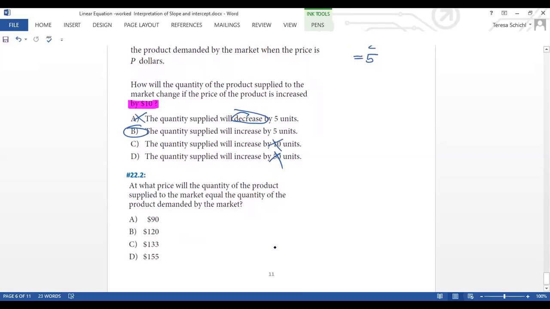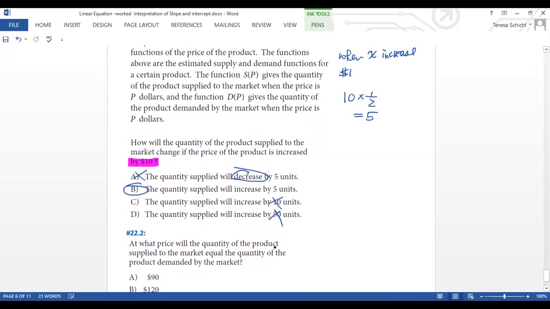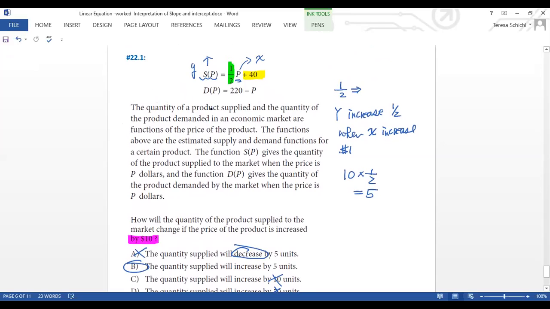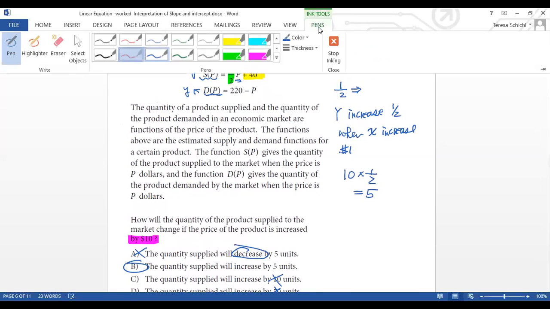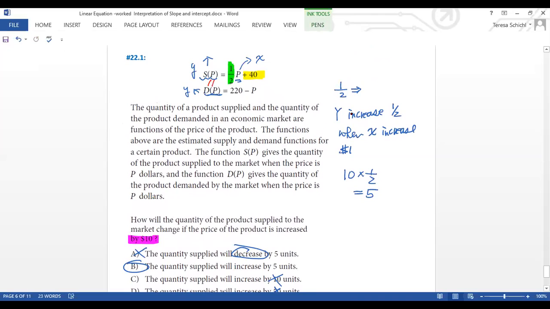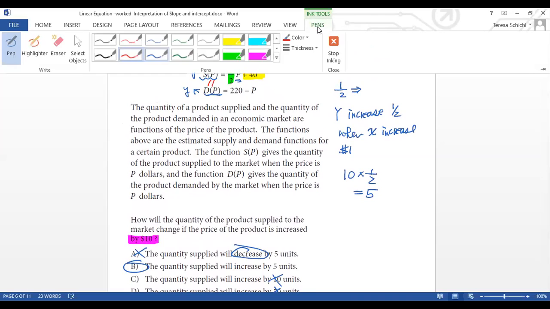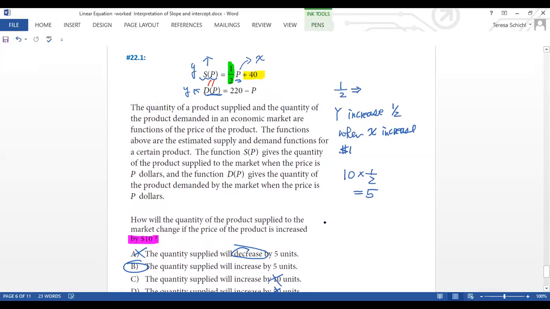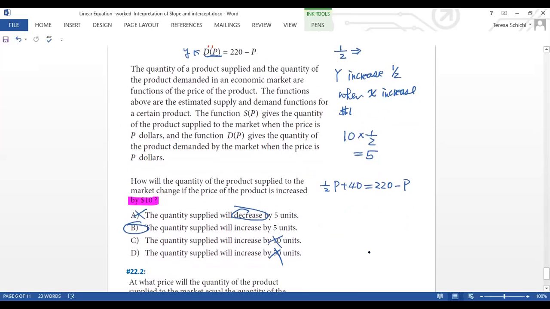Okay, so now let's do the last one here. They say, at what price will the quantity of the product supplied to the market equal the quantity of the product demanded by the market? So you see here, this is the y also. So the problem is asking, what is the price when supply equals demand? So you will say, supply, 1/2 P plus 40, is equal to 220 minus P. They want you to find the price.